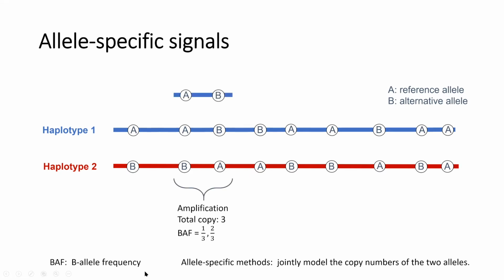But then when there is amplification, if the blue haplotype is amplified, then the B allele frequency for this specific SNP will be 1/3, and at this SNP, it will be 2/3.